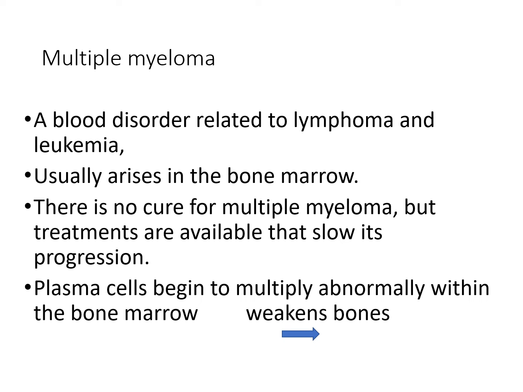So, blood disorder related to lymphoma and leukemia usually arises in the bone marrow. So, that word myeloma already gives you a hint that it's the bone marrow that's involved. There is no cure for multiple myeloma, but treatments are available that slow its progression. So, it is important to know which cancers are treatable, like which cancers can we get to be in remission versus the ones that maybe all we can do is just diminish the symptoms.